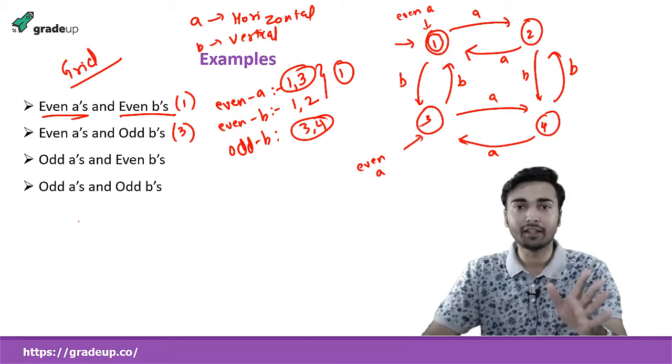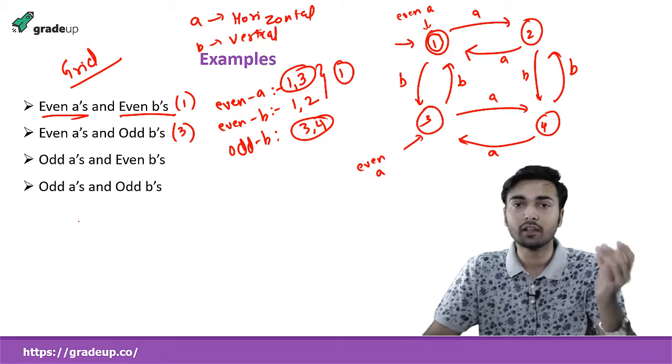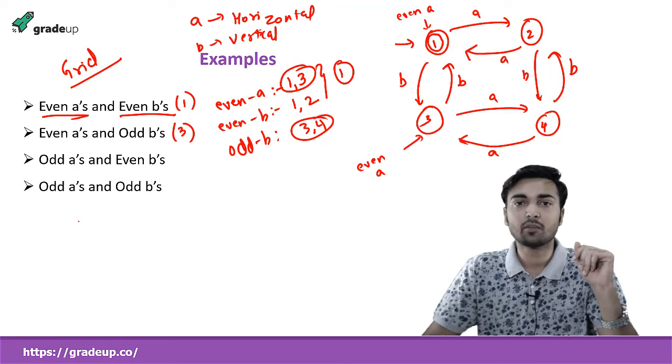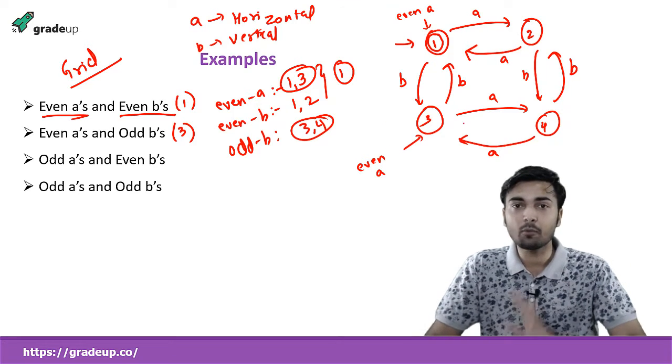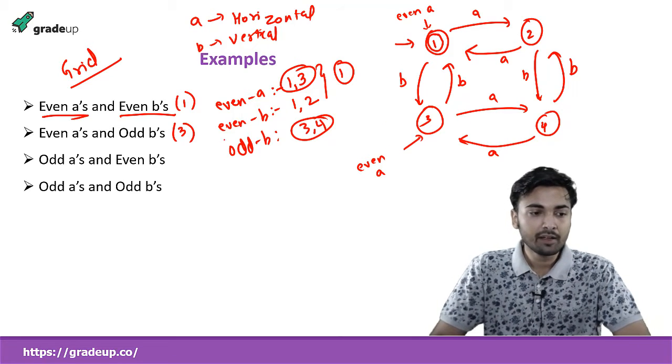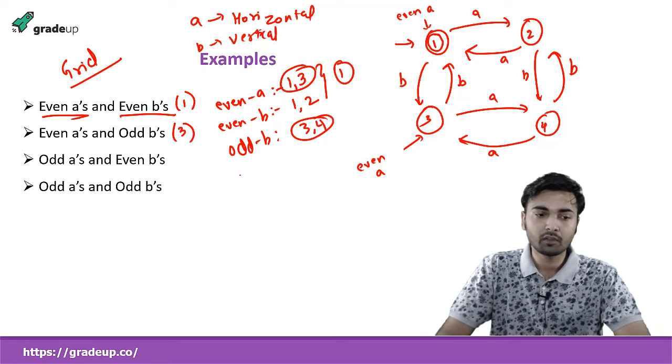In all these 4 cases, only the final state will change. Nothing else will change; the diagram remains the same. Only the final state will change. Can you tell me for odd A and even B?